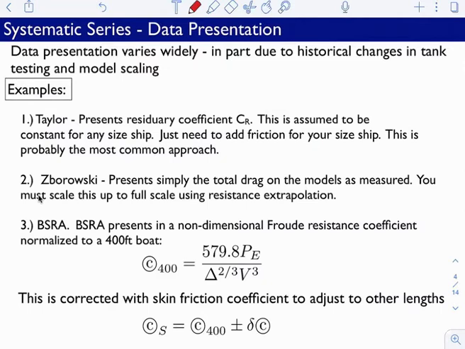So we're going to look at the Taylor series. These date to the early 1900s. This work was done at the David Taylor Model Basin, at least the later work, it's a naval facility. And there's a famous book by Taylor called The Speed and Power of Ships, which would be 1940s, somewhere around there. So we're talking decades of work.